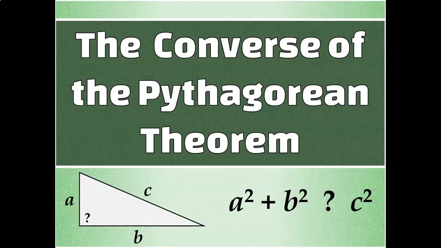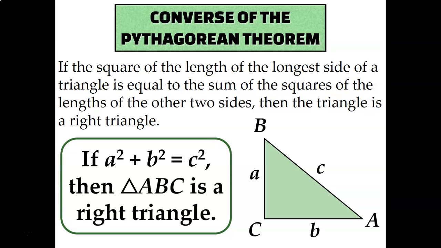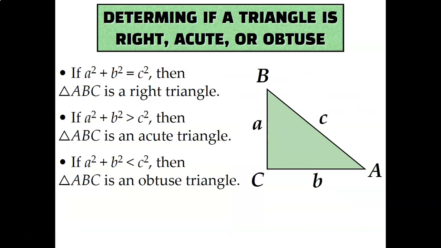The converse of the Pythagorean theorem switches that around. It says that if you can show that a squared plus b squared equals c squared, then you will have proven that it must be a right triangle. So we're starting from a position of not knowing whether it's a right triangle or not. We know all three side lengths, but we don't know whether it's a right triangle, acute triangle, or an obtuse triangle. If you can show that a squared plus b squared equals c squared, then it must be right.